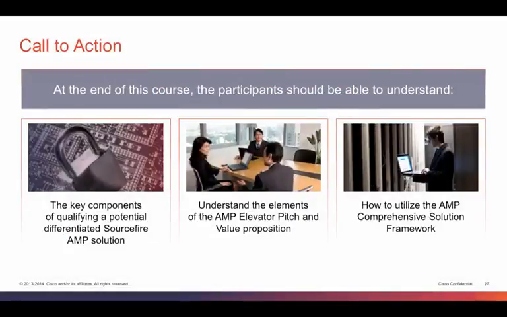So at this point, you should have a good understanding of who our target audience is, be able to identify and qualify AMP opportunities, and be audible ready with the AMP value proposition.